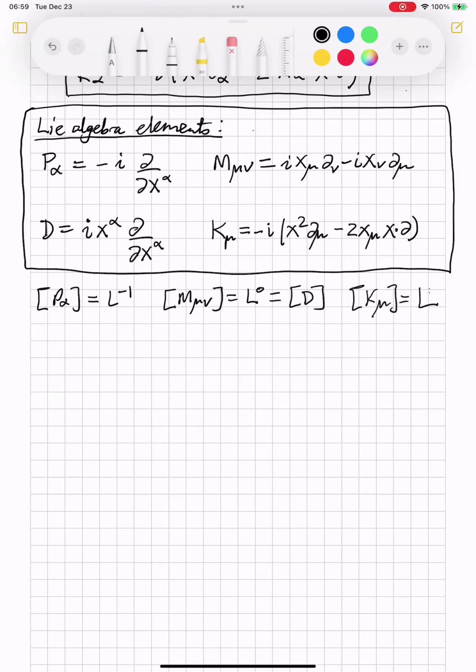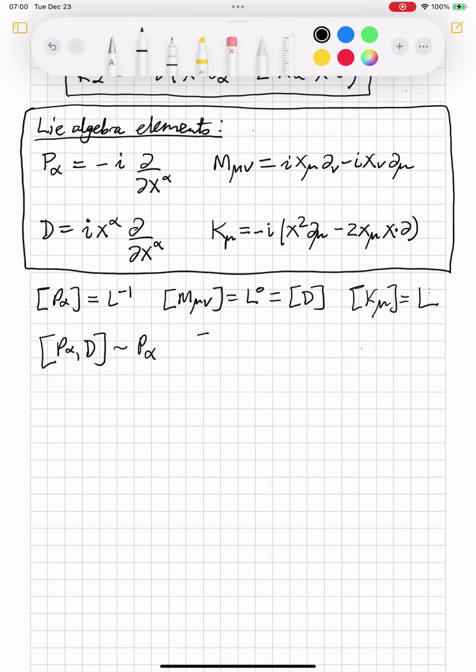When we calculate the commutator of two elements of the Lie algebra, we get another element of the Lie algebra. So for example, if I calculate the commutator of P alpha with D, P alpha is an inverse length and D is a length to the naught. So the commutator of P alpha with D has to be an inverse length. The only thing that it can be is P alpha again. I just wrote that down by dimensional analysis; I didn't use anything else.